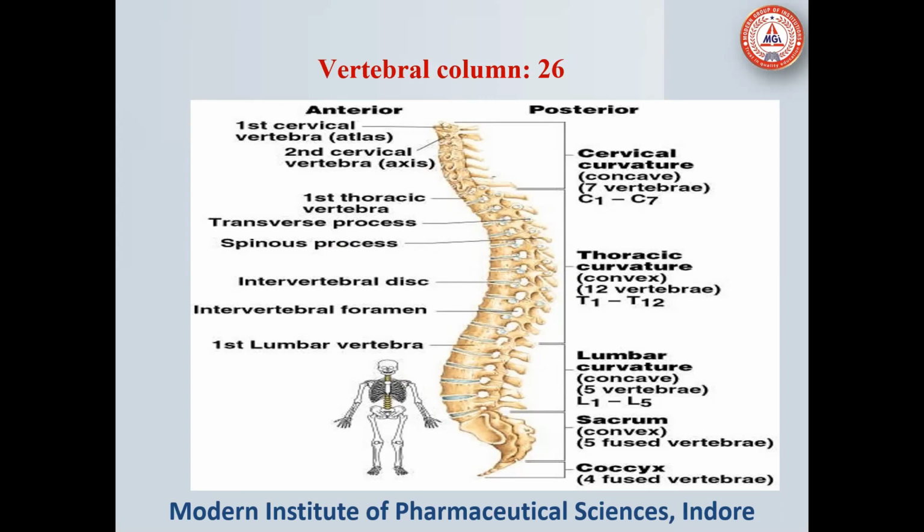The next one is the sacrum. This consists of 5 rudimentary vertebrae fused to form a triangular or wedge-shaped bone with a concave anterior surface. The upper part, or base, articulates with the fifth lumbar vertebra. On each side it articulates with the ilium to form the sacroiliac joint, and its inferior tip articulates with the coccyx.